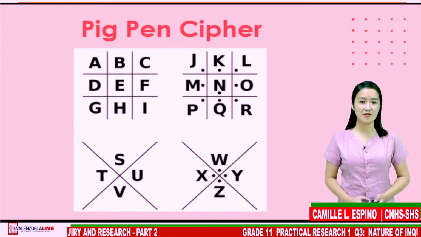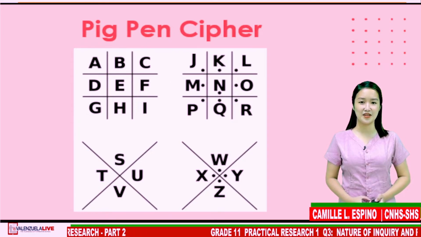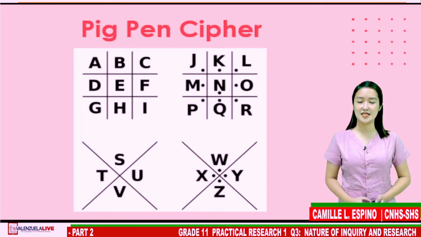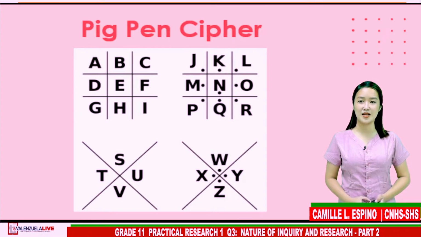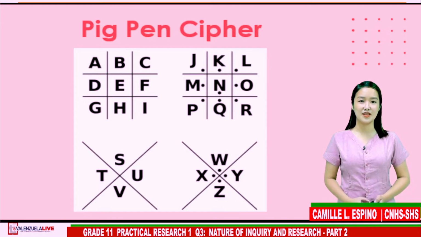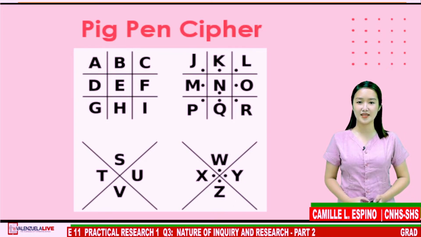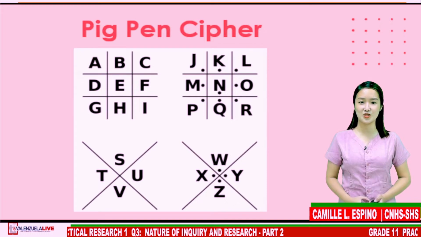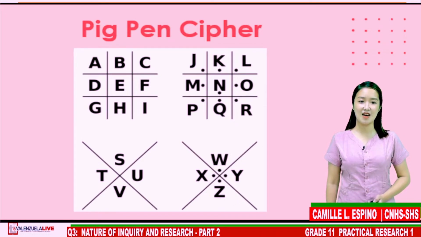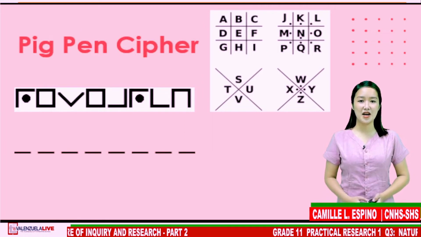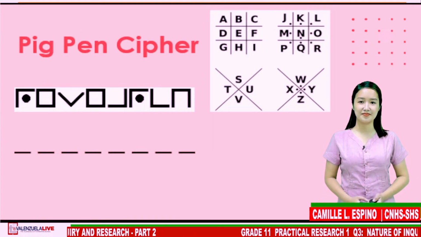Our first activity is titled Pigpen Cipher. The Pigpen Cipher is an example of a substitution cipher in which the letters are replaced by symbols. In this activity, we will try to unlock the important terminologies in today's lesson using the symbols in the Pigpen as clues. Let's have an example. Let us decipher the encrypted word here.